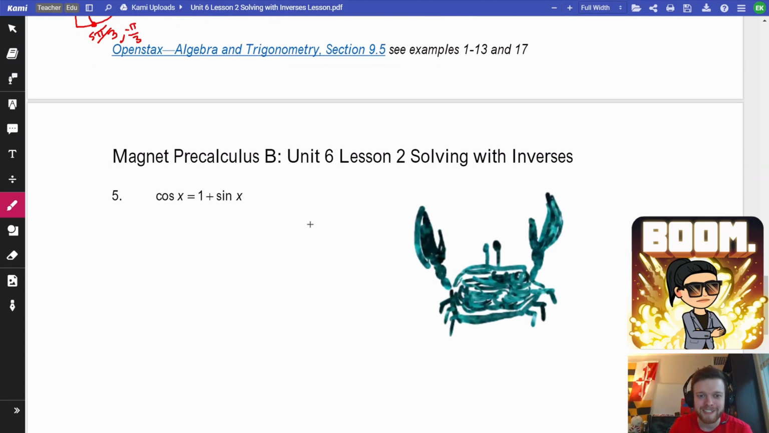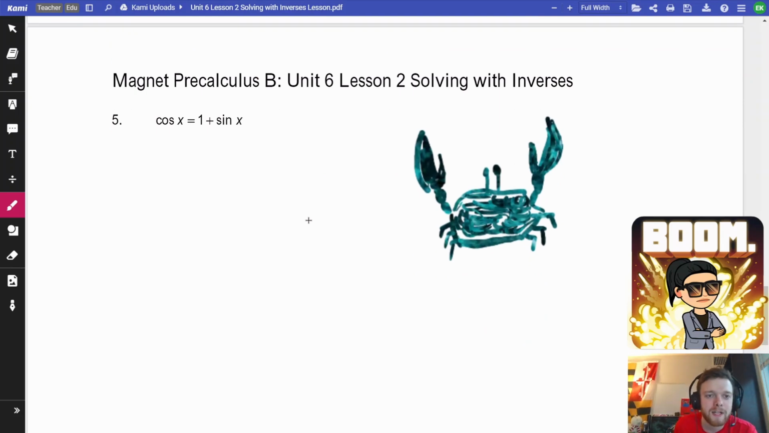Anyways, cosine x is equal to 1 plus sine x. Okay. Take a second to think about this one. This might be a good spot to hit pause and then try the problem. Cosine x is equal to 1 plus sine x.